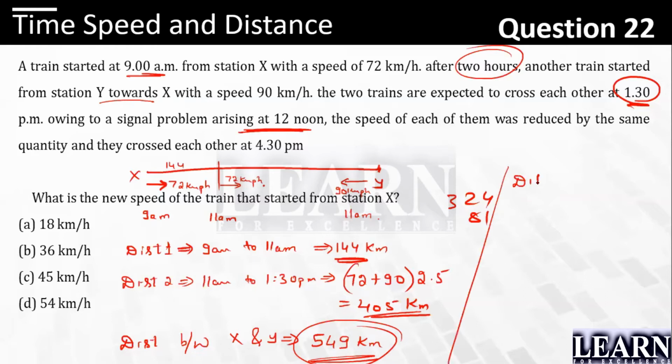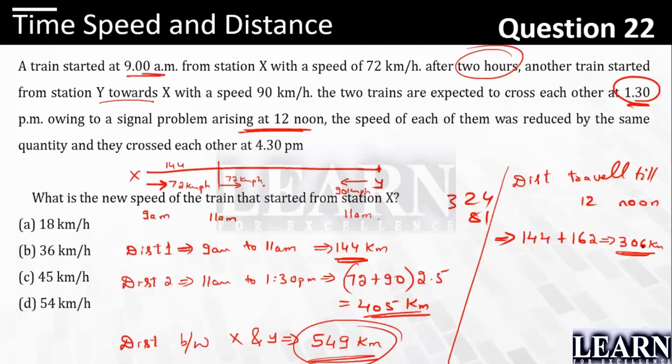Now look here. Distance traveled till 12 noon was 144, that was till 11 o'clock, plus 1 hour extra. That is nothing but the combined speed 90 plus 72, that is 162. So it is 306 kilometers. So there was no problem till 306 kilometers. The problem was there in the next speed.